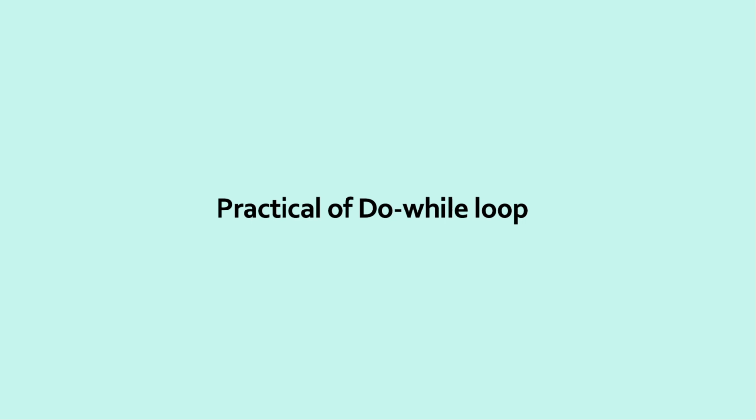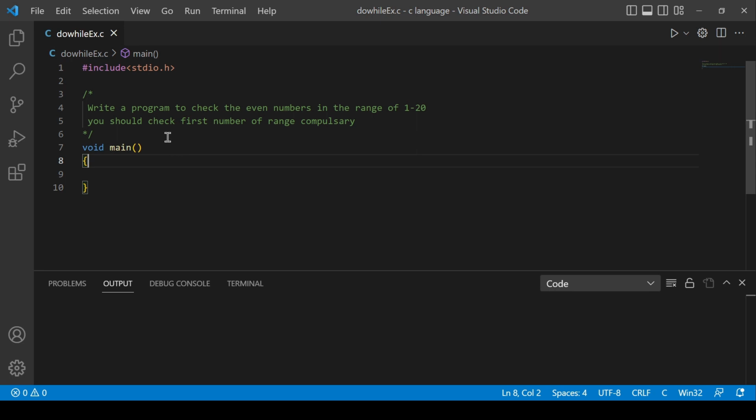Now let us see a practical example of do while loop. Here I have created a file with the name of do while example.c. Here we are going to write a program in which we want the even numbers in the range of 1 to 20. The do while loop, as we have discussed, will run at least one time.